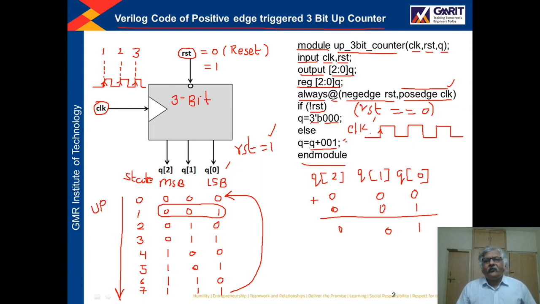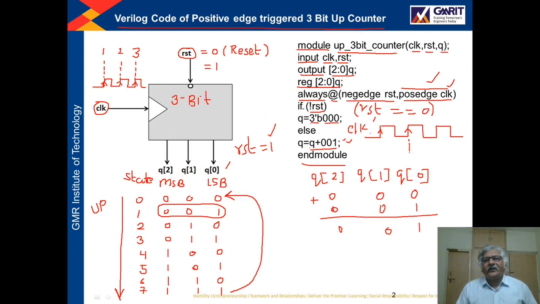Now after execution of this last statement, the always block is suspended. After some time, again one positive edge on CLK is detected. So due to this positive edge, again the always block will be activated.